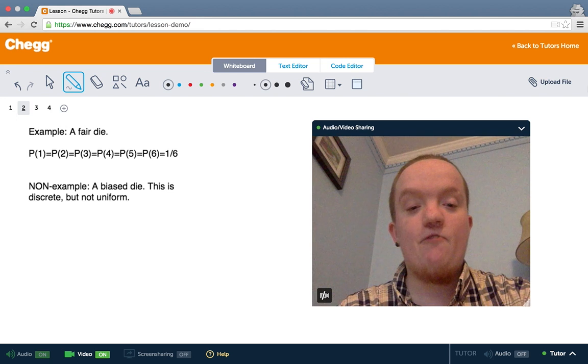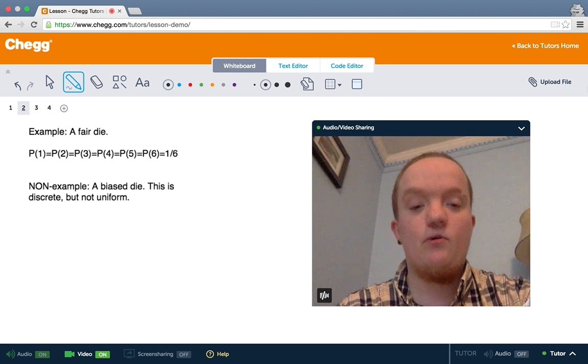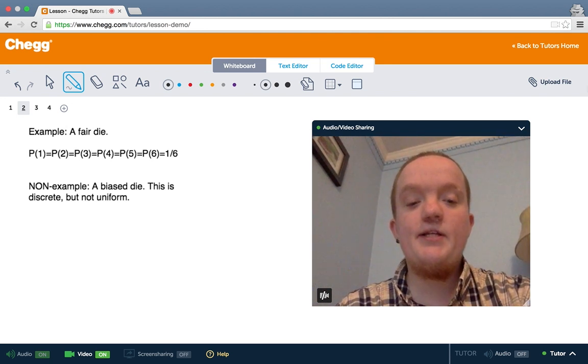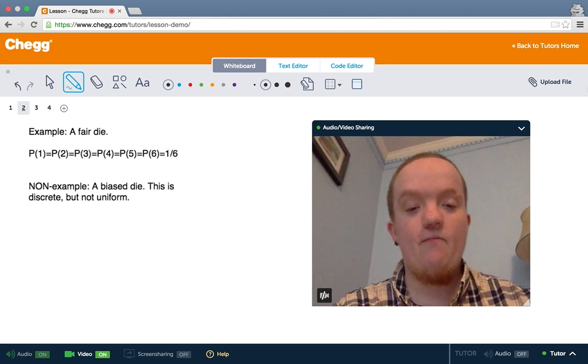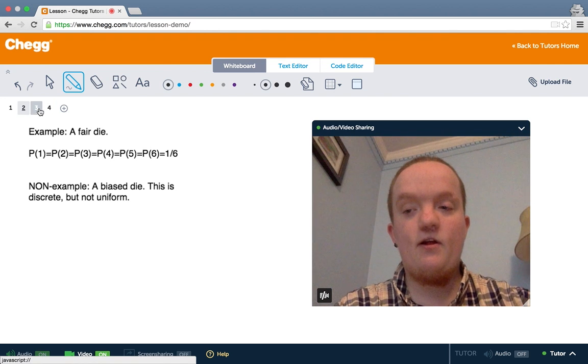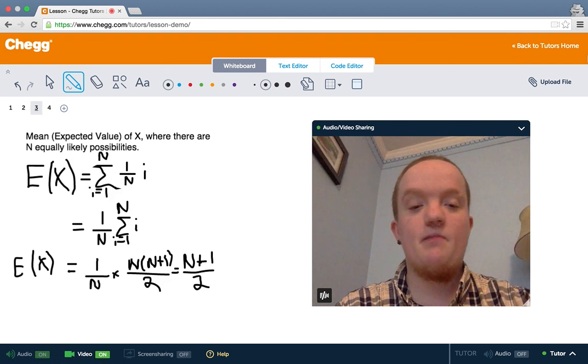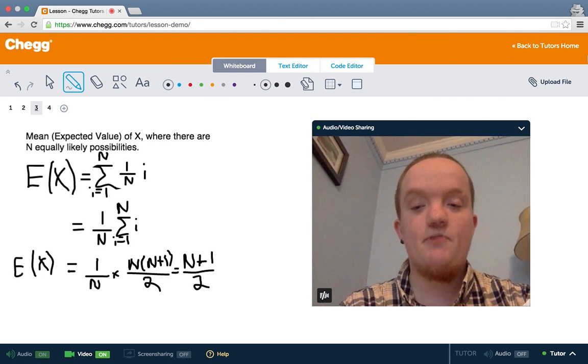Now, we have to be careful. The distribution for a biased die, where the probabilities would not be equal of getting each number, is still a discrete distribution. There's a finite number of outcomes, but it is not uniform. Let's calculate a few things about this discrete uniform distribution.